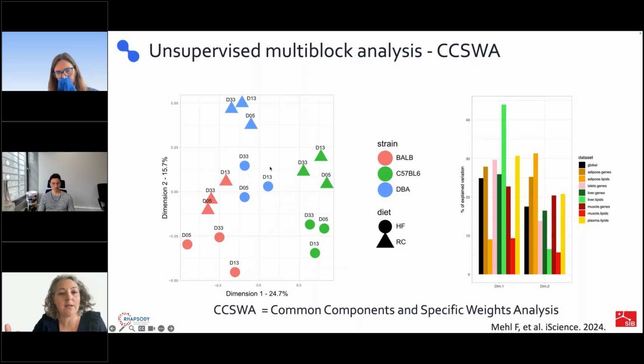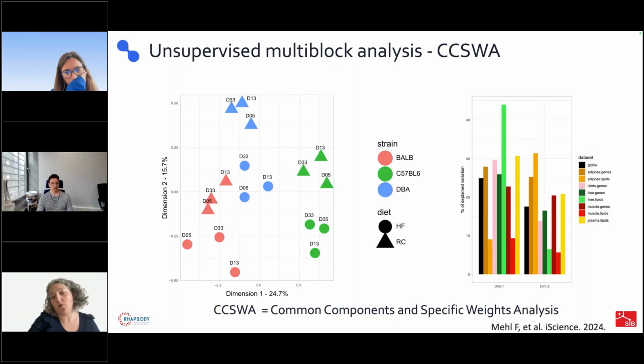So we clearly see that our experiments had an effect, and that this effect is well shown also by all those different data sets, the transcriptomic data and also the lipidomics data. Those are the two first dimensions, and you can see how much explained variance is summarized in each dimension. So then you can see which block is more related to which source of variance. So here we described the data.